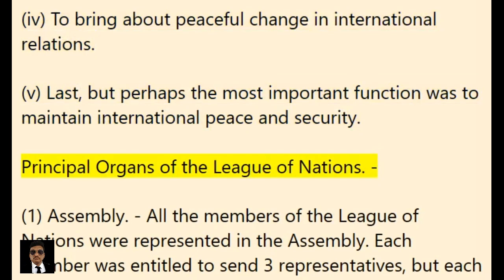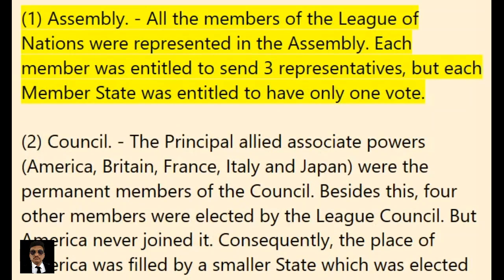Principal organs of the League of Nations. 1. Assembly. All the members of the League of Nations were represented in the Assembly. Each member was entitled to send 3 representatives, but each member state was entitled to have only 1 vote.